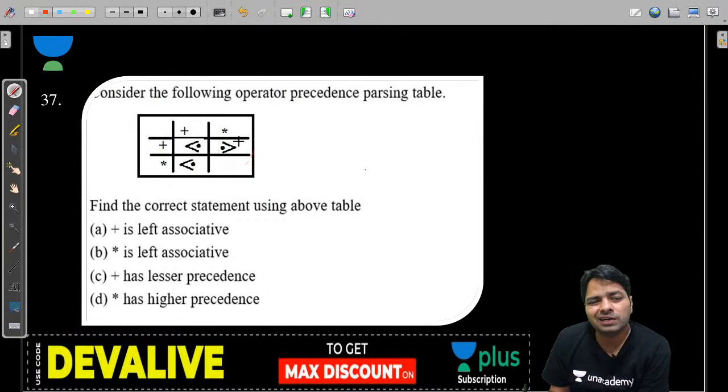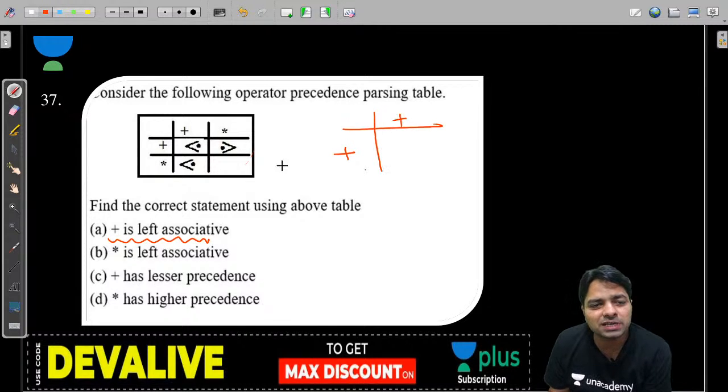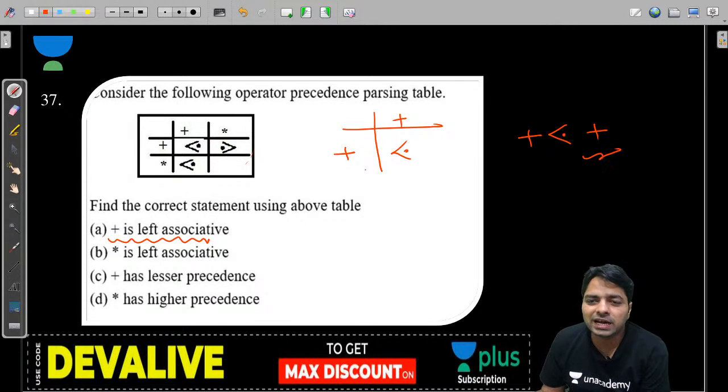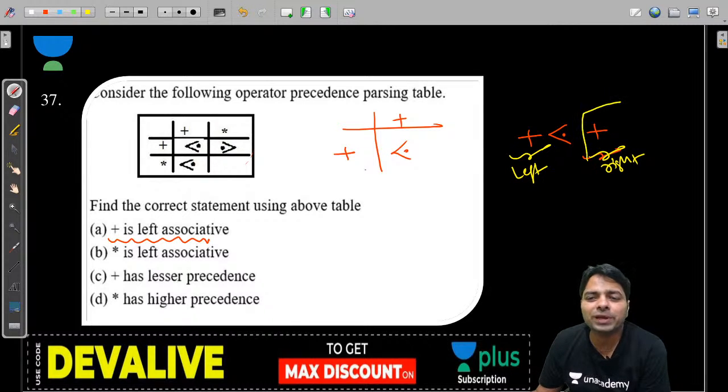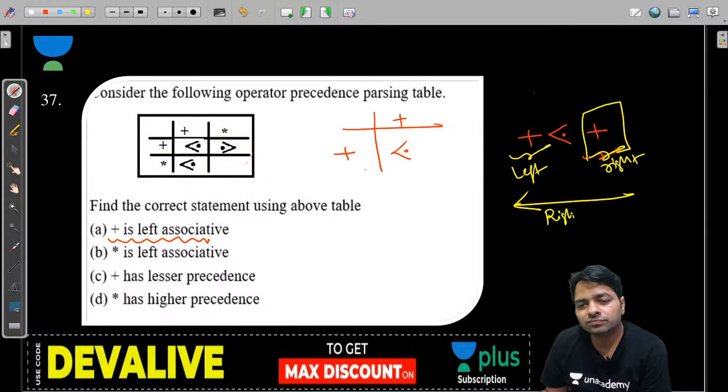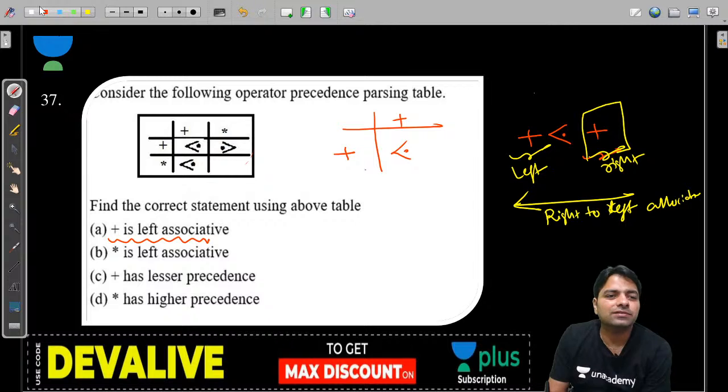And here you have a precedence table. Now we need to identify the correct relation. Plus is left associative. Now look at the plus relation. What is the plus relation here? This one. This is the right operator, and this is the left operator. Right operator has more precedence, which means we will follow right to left associativity. But here it says left associative. Left means left to right.